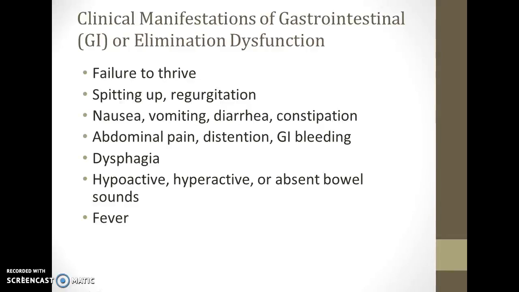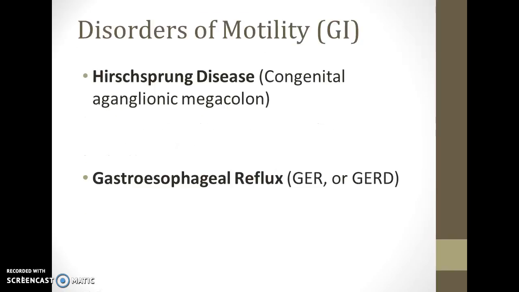The general clinical manifestations of a baby or a child who is suffering from GI or elimination dysfunction are failure to thrive, spitting up or regurgitation, nausea, vomiting, diarrhea, and constipation, abdominal pain, distension, GI bleeding, dysphagia, hypoactive, hyperactive, or absent bowel sounds, and fever.